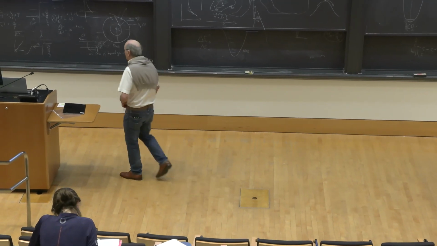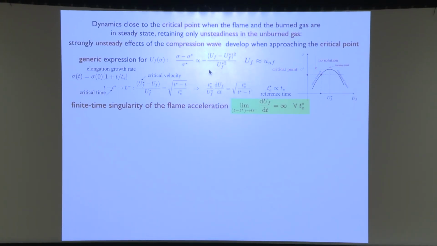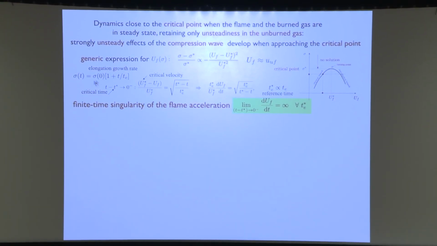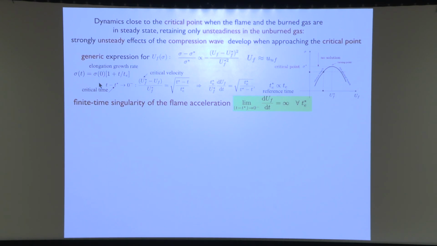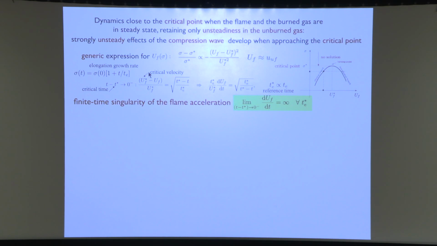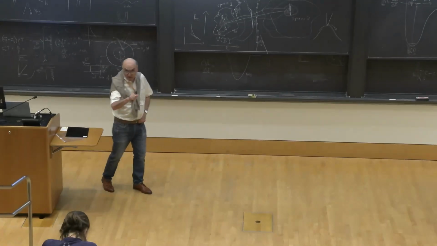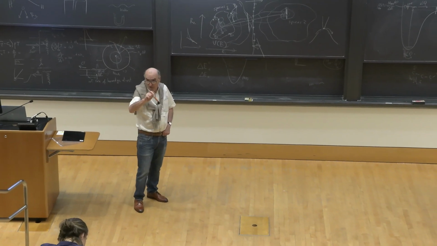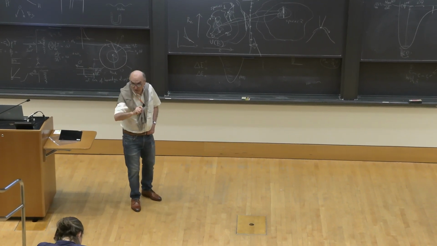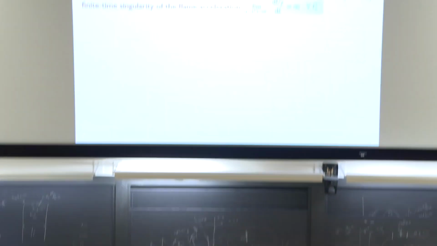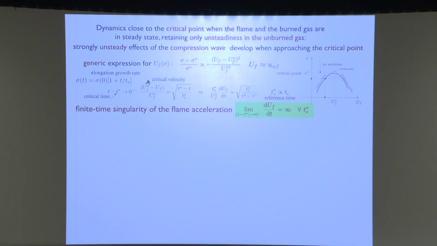Now, take a derivative just for fun. What is going to occur? Because the elongation is linear in time, by this relation you are going to find that the velocity UF behaves like the square root of the time, where T star is the time to reach the critical elongation. So this is a generic expression around the turning point.